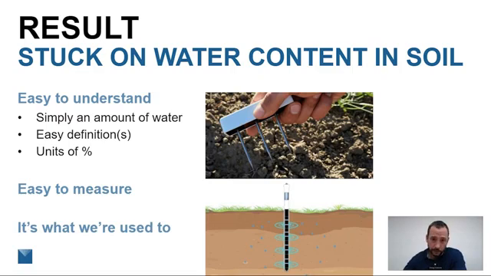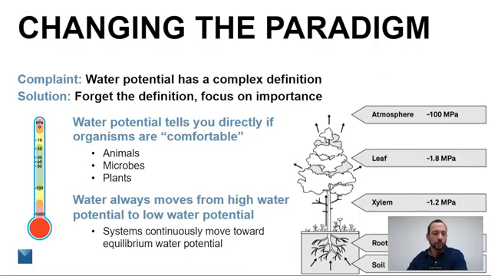So what we need to do as a community, and what we aim to do as a company as well, and do our part in this, is try and change that paradigm. Okay, so we need to respond to these complexities and these complaints. The first complaint: water potential has a complex definition. Well, we don't care about the definition. We need to focus on the importance, right? Not the actual definition. So what are the important things? Well, these are the two take-home points that I keep bringing up.